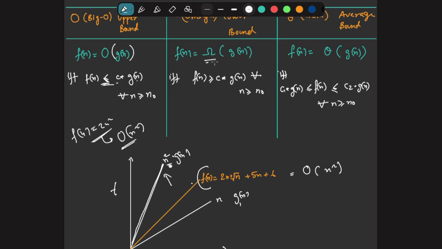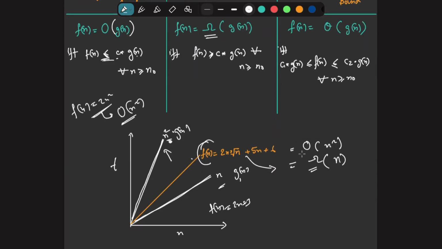Similarly, for omega, f of n should be greater than or equal to g of n, and here g of n is n. So we can write this function as omega of n. And also, if we had a function f of n equal to 2n plus 3, the graph would be this. Then also we could have written omega, because omega also works for equal to. And the next is theta.